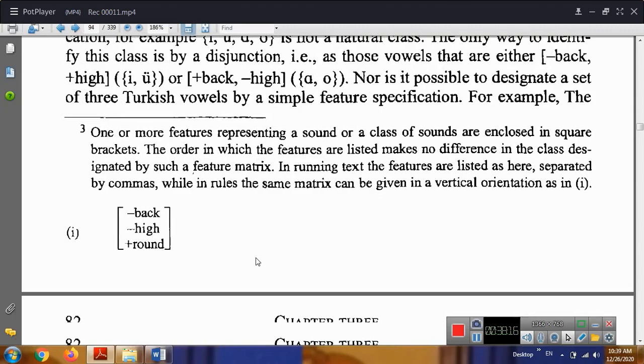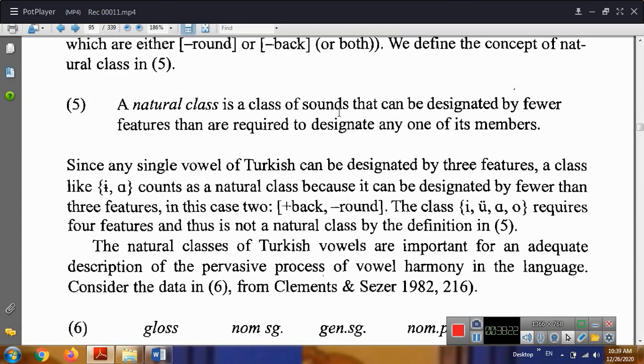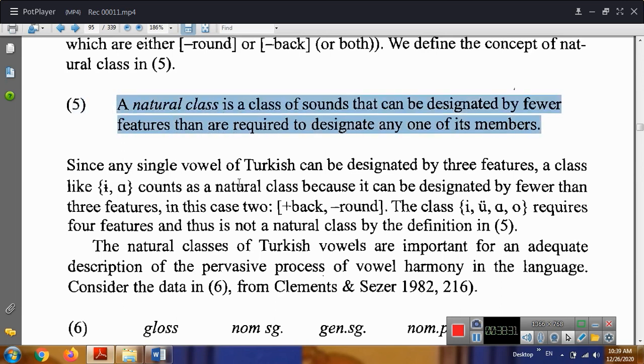When we say that for defining a natural class, our features should be fewer than the features which show the sounds, I want to define it again. A natural class is a class of sounds that can be designated by fewer features than are required to designate any one of its members. Here, to designate 2 sounds, we need 2 distinctive features. Therefore, for the definition of a natural class in Turkish, we should have just 1 distinctive feature. We say that it should be fewer features than are required to designate any one of its members.